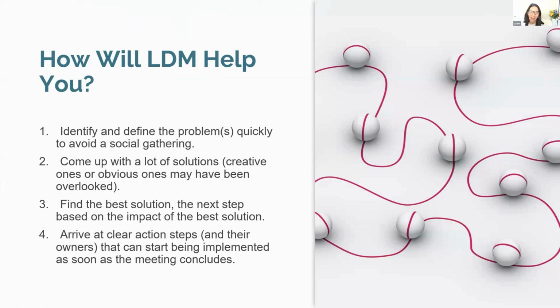Thank you so much. All right, how will lightning decision making help you? You're going to be able to identify and define the problems quickly to avoid a social gathering. You'll be able to come up with a lot of solutions, creative ones or obvious ones that may have been overlooked. You'll be able to find the best solution, the next step based on the impact of the best solution, and arrive at clear action steps and their owners that can start being implemented as soon as the meeting concludes.